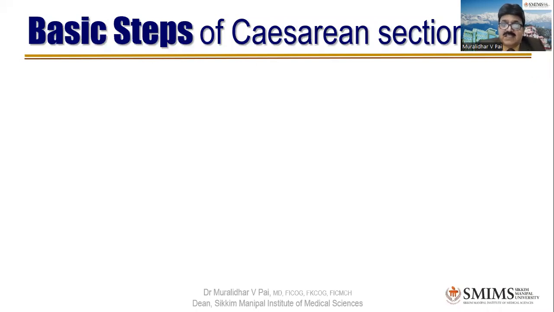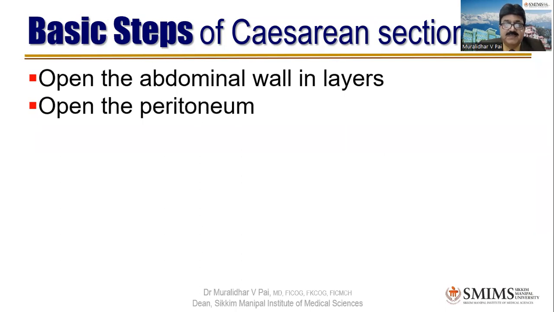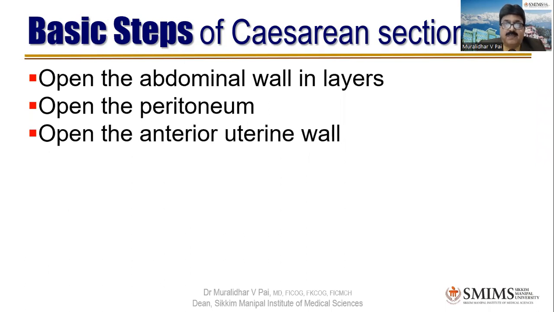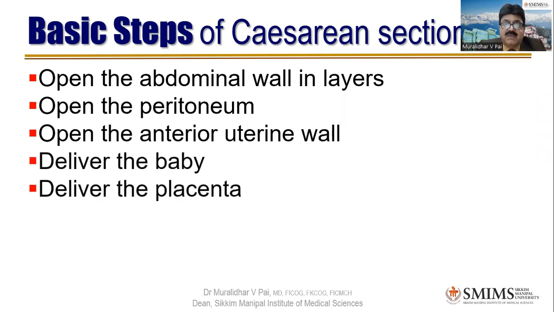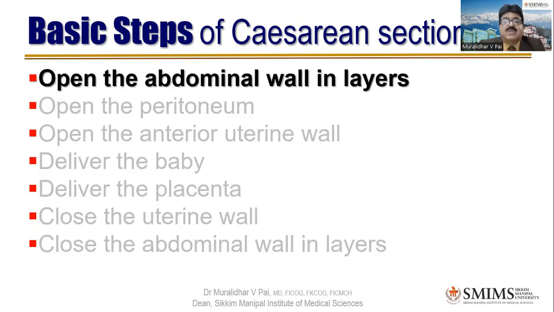The basic steps of Caesarean section, any undergraduate would answer. Number 1, open the abdominal wall in layers. Number 2, open the peritoneum, both visceral and parietal. Open the anterior uterine wall, deliver the baby, deliver the placenta, close the uterine wall, close the abdominal wall in layers, which includes the peritoneum. So I would go through each of these steps, the different techniques used in each of these steps, critically analyze them, and I will also give you evidence for them and probably my take.